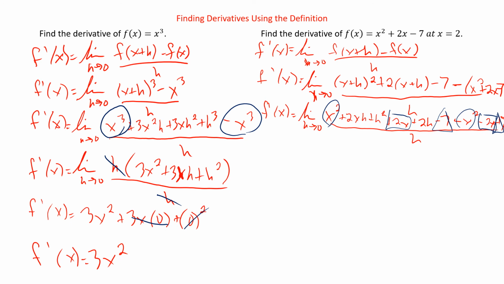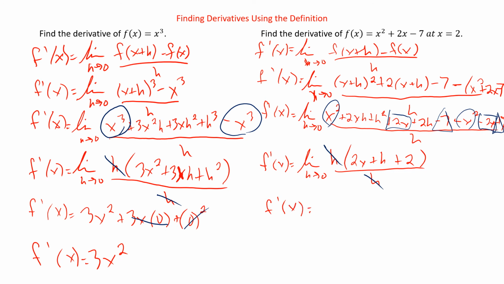So we can factor the h out of those remaining terms. f prime of x equals the limit as h goes to 0 of h times, we still have a 2x plus h, and then plus 2, all over h. Cancel the h's. And now we can plug in 0. f prime of x equals 2x. The h will become 0 plus 2.